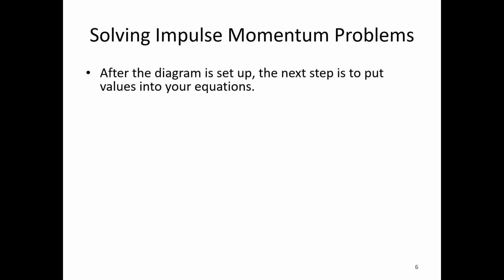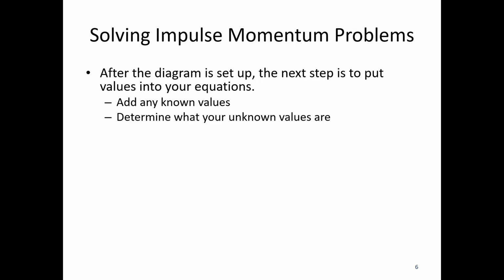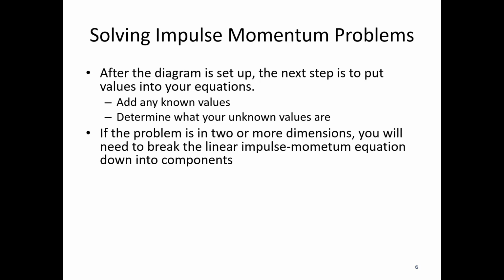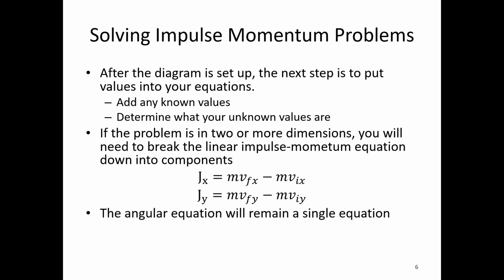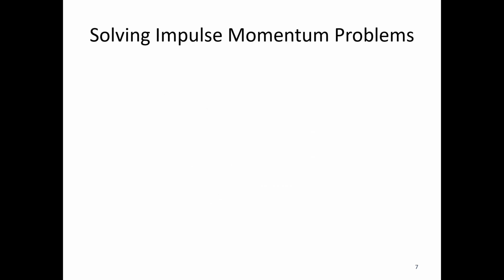Step 2 is to put the values into your equation. So add any known values and determine what your unknown values are. If the problem is 2 or more dimensions, you're going to need to break the linear equations like we talked about into x and y components. And then the angular impulse is going to remain a single equation here. It's understood it's about the z-axis when we're working in 2D here. So we've got up to 3 equations. We can solve for up to 3 unknowns. Make sure you have enough of those.